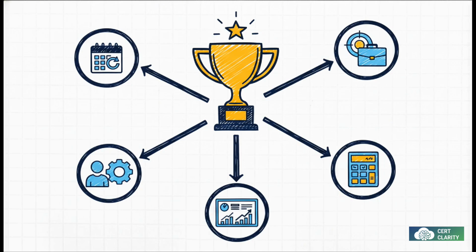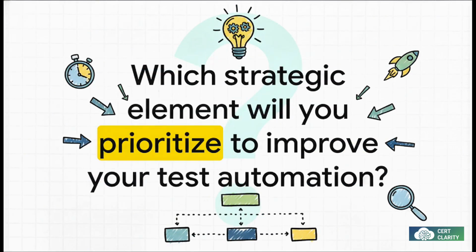So if you're going to remember one thing from this whole syllabus, it's this. A winning test automation strategy is holistic. It has to line up with what the business actually wants. It has to be backed up by a solid ROI analysis. You need the right people with the right tools, and you've got to be in it for the long haul, using data to constantly get better. And that wraps up our overview of the ISTQB Test Automation Strategy syllabus.